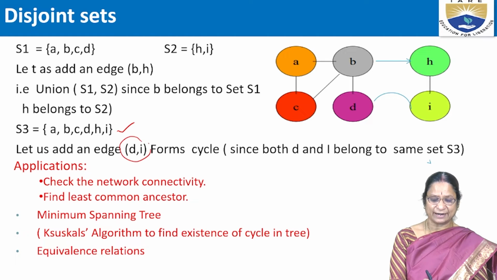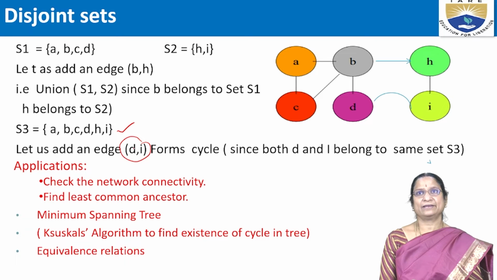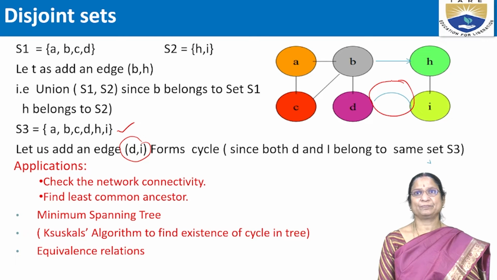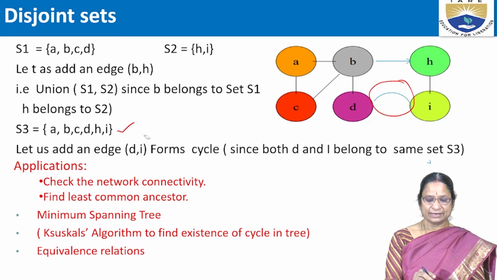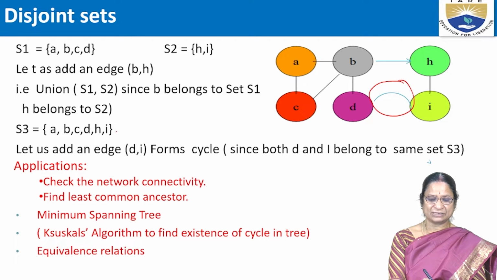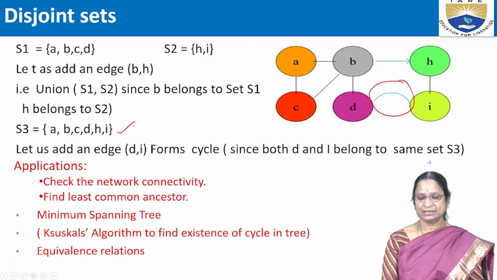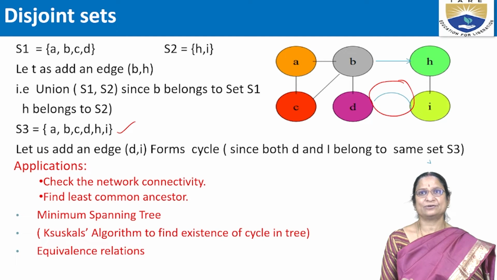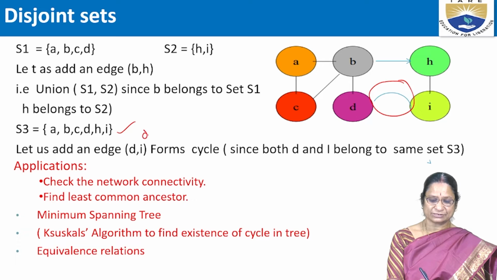Let us assume that I would like to add an edge DI. Here D is from here to here. This is the new edge we are supposed to add, DI. The newly formed graph has ABCD as well as IH. S3 is the new graph's set of vertices. When we add the edge DI to that graph, D and I both belong to the same set, that is S3.